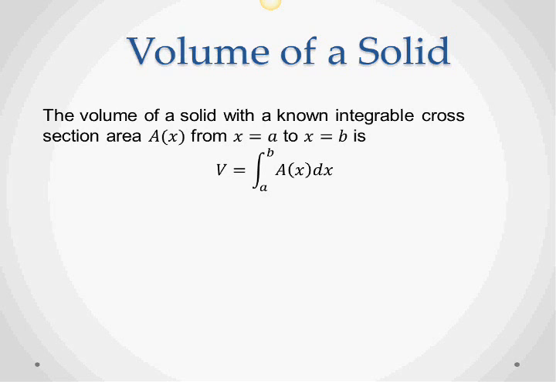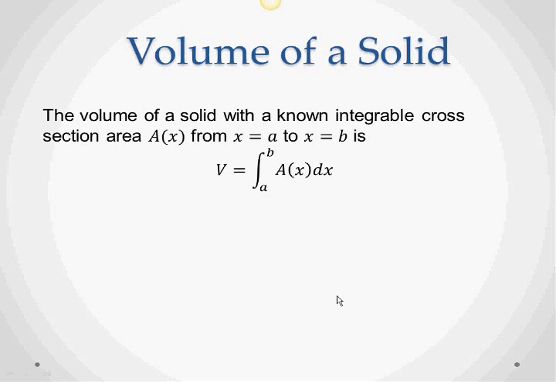We are talking now about volume. So this whole span of time so far, we've just been discussing area, and that the area under the curve is the definite integral. So now we're talking about volume, and so we're adding another dimension to this. The volume of a solid with a known integrable cross-section area, A of x, from x equals a to x equals b, is the integral from a to b of A of x dx.